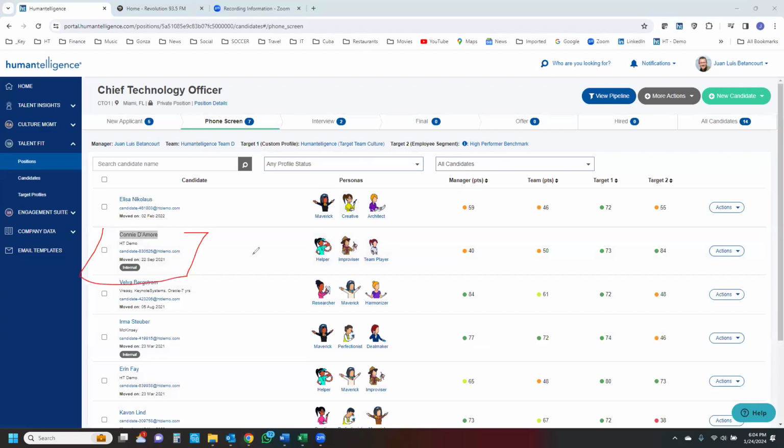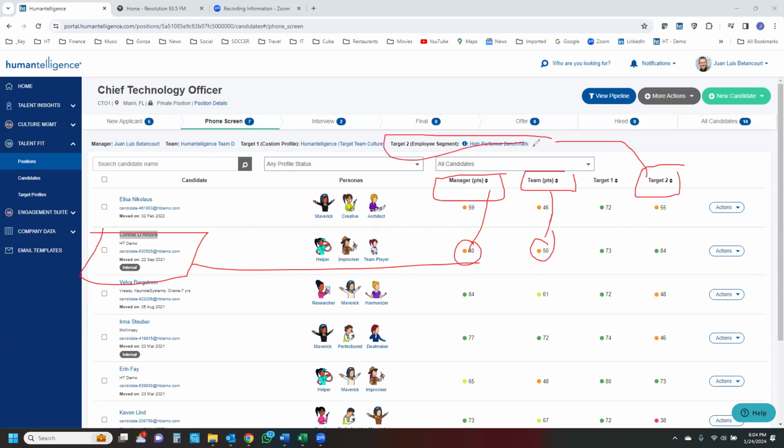Connie, with data, the platform shows that the manager may not love them, the team may not love them. However, compared to that target culture of high performance, Connie is definitely the highest performer given her culture fit to high performance. So you actually would move Connie forward and hire her.